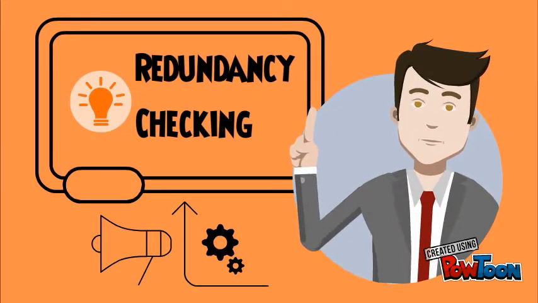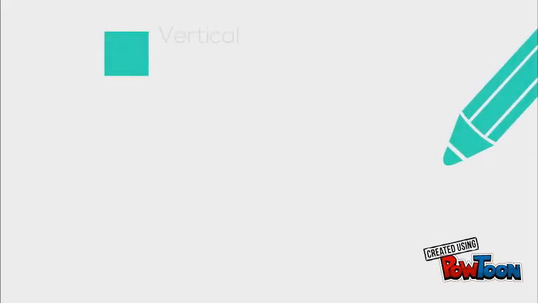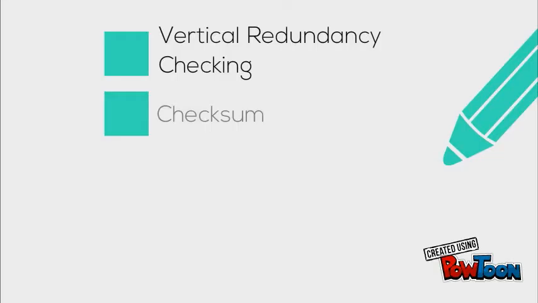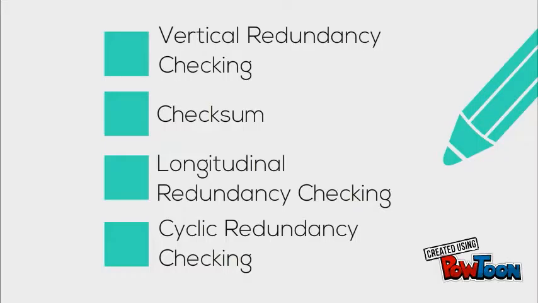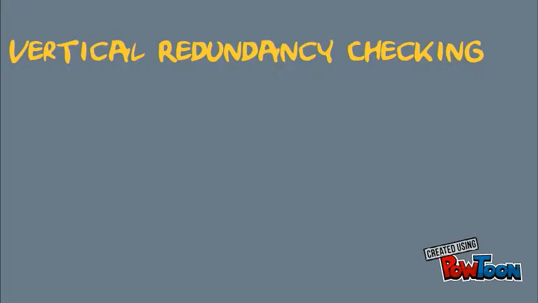There are four basic types of redundancy checks, namely vertical redundancy checking, checksum, longitudinal redundancy checking, and cyclic redundancy checking. Let's discuss what is vertical redundancy checking.